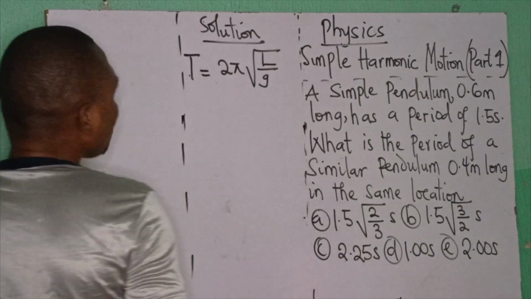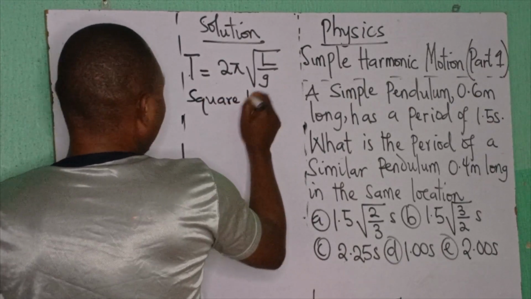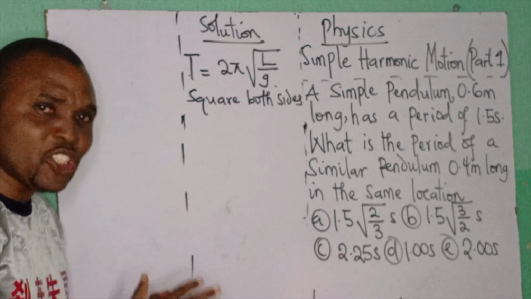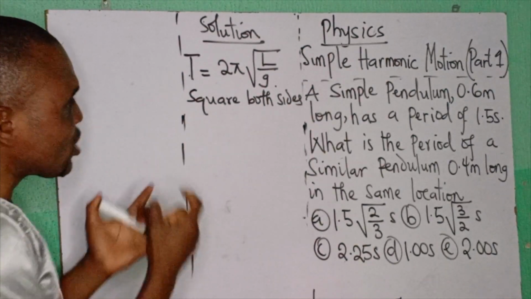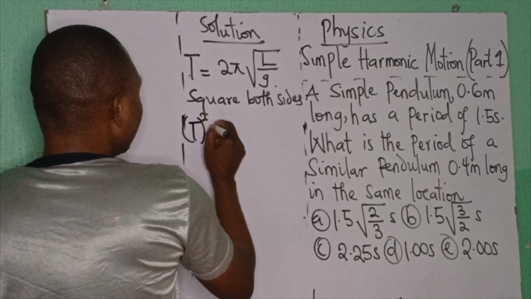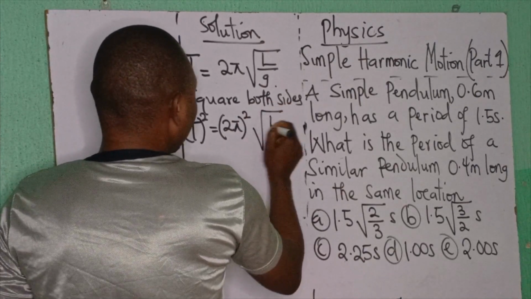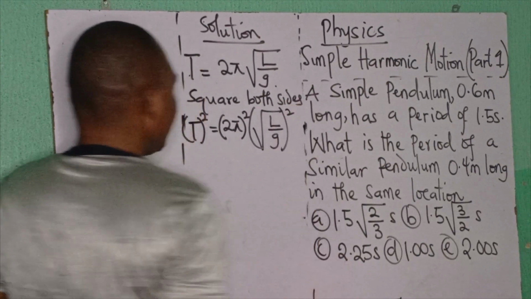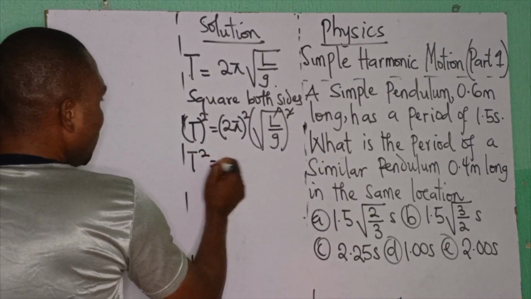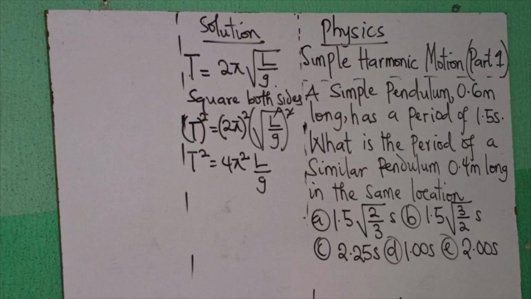Now, from here, I will square both sides of the equation. Why am I squaring both sides? I want to have only the period and the length left so that I can use them to solve this particular question. So, square both sides. I'm having T squared equals 2 pi raised to the power of 2, then root L over G squared. Now from here, this 2 and this square root go off. I'm having T squared equals 4 pi squared L over G.